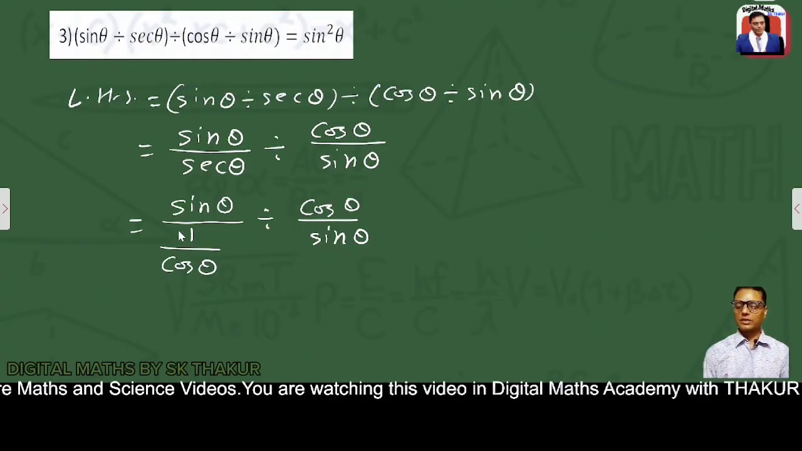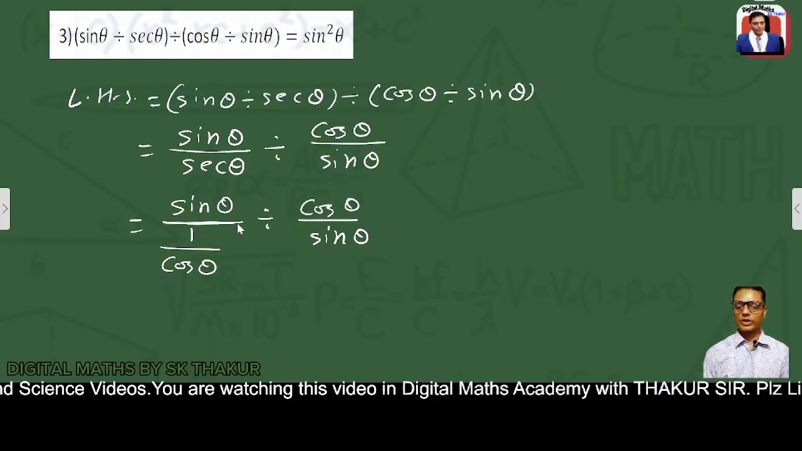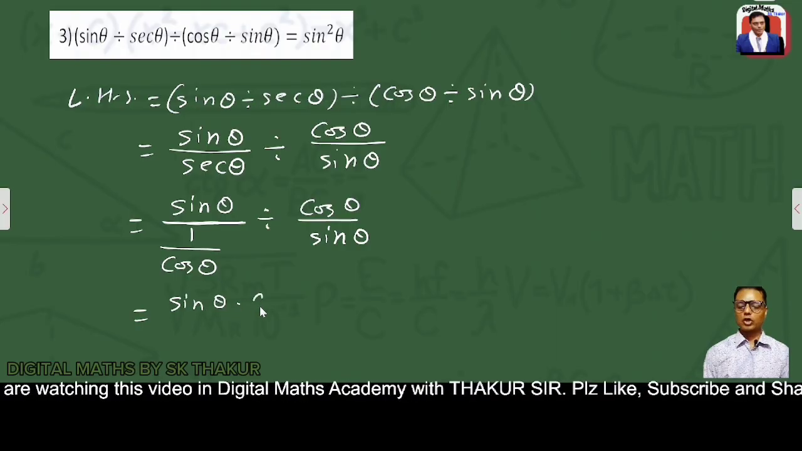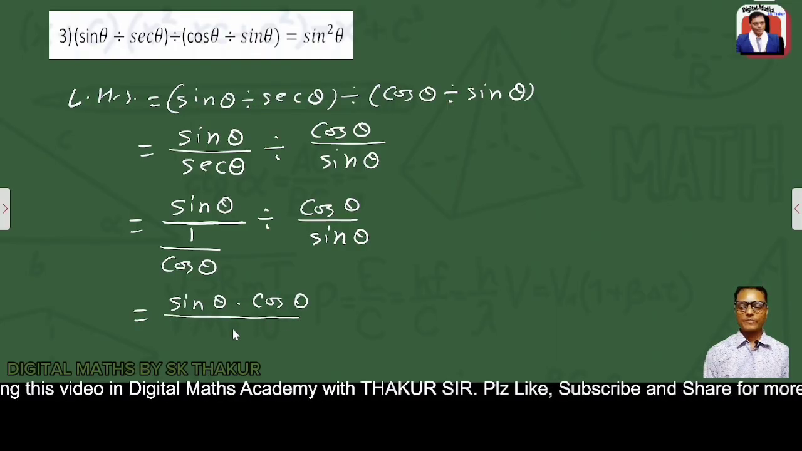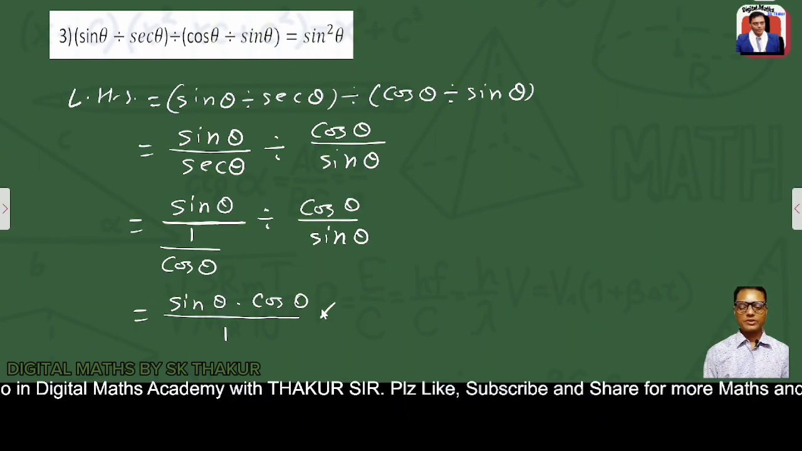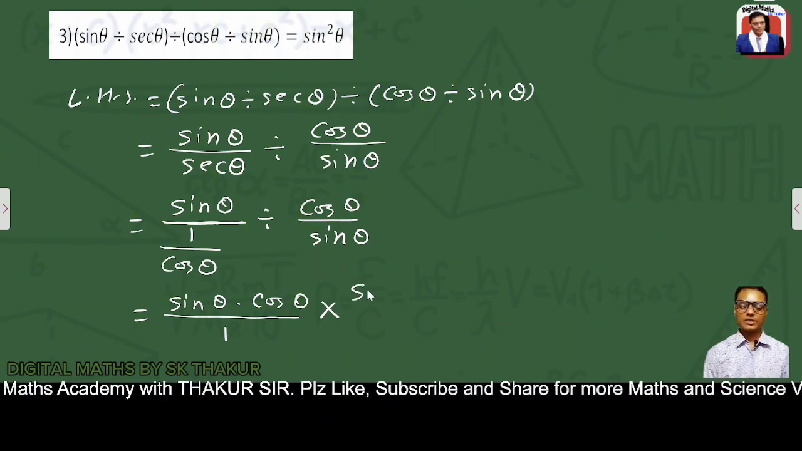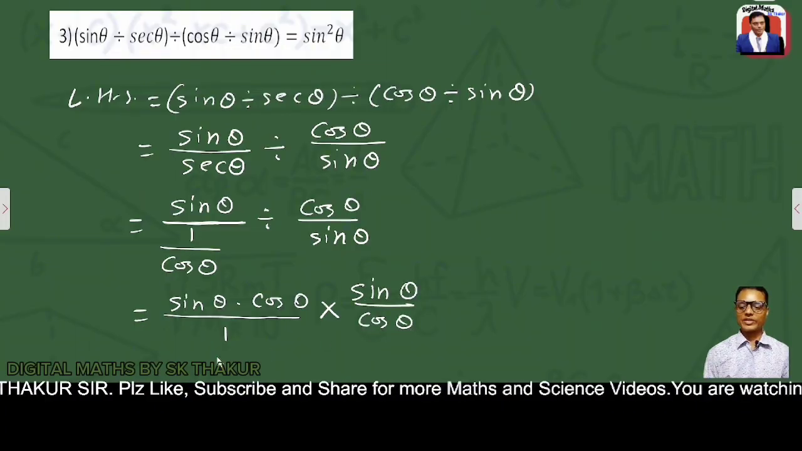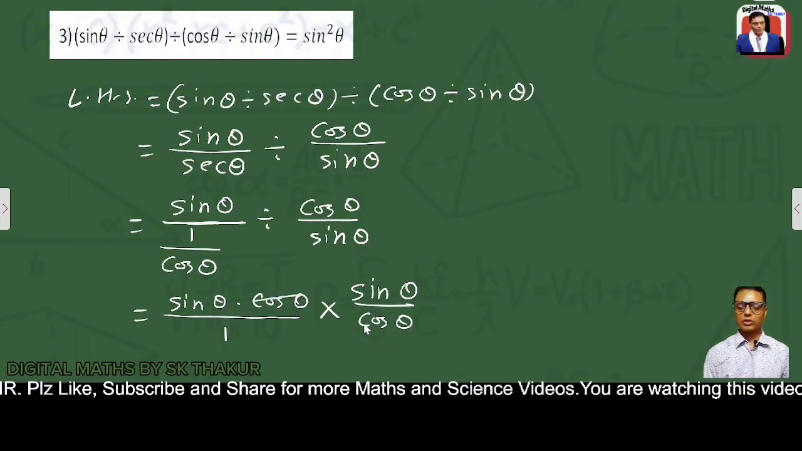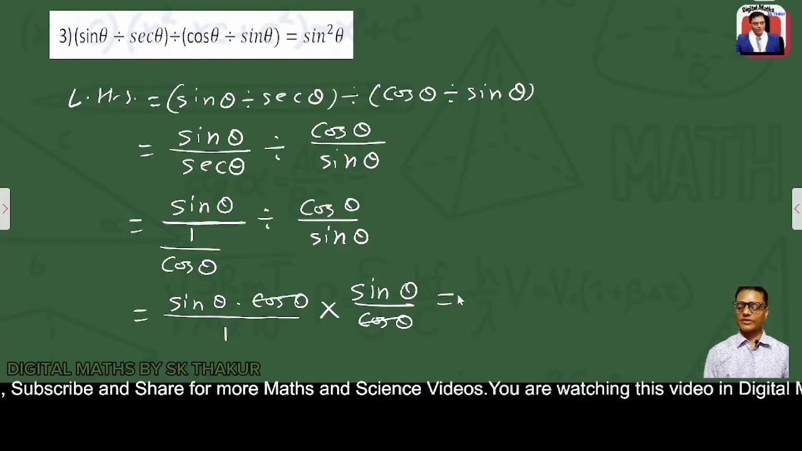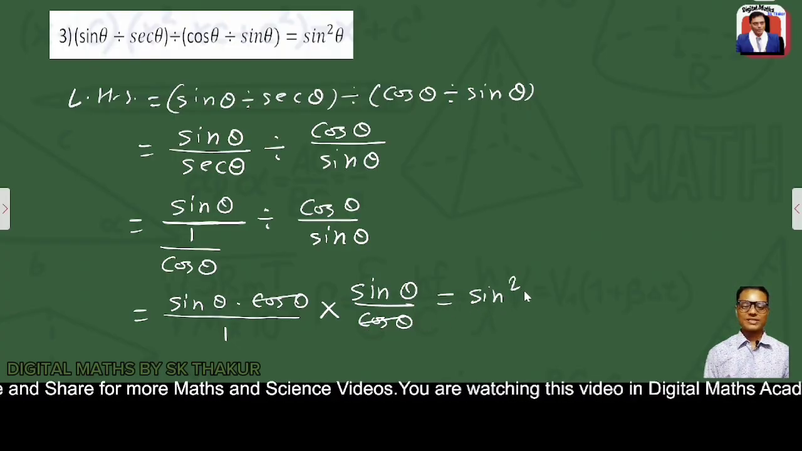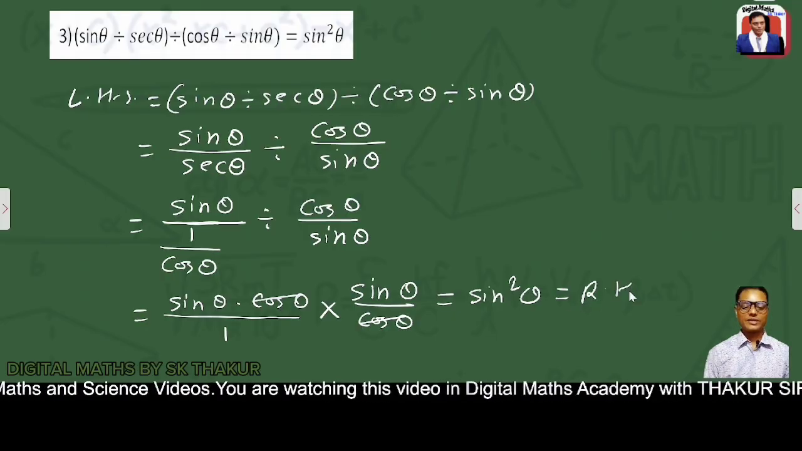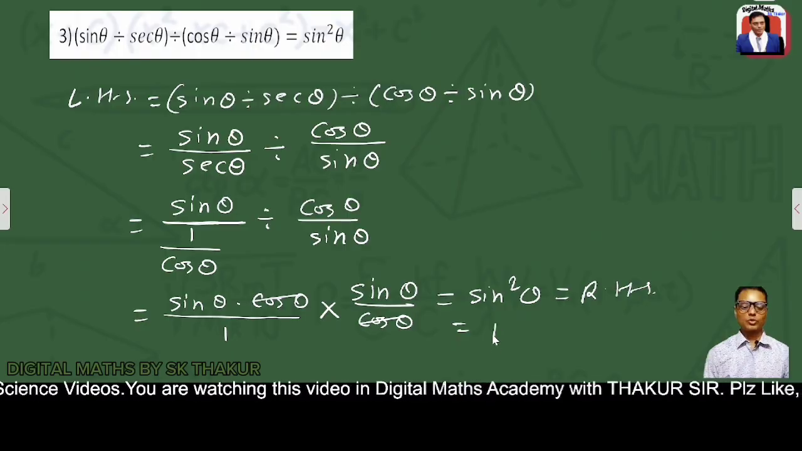After that, here we have the main line. Okay, upper one is the main line, so here it becomes sin theta dot cos theta by 1, and here the division sign changes into multiplication, and due to which we can write sin theta at the numerator and cos theta at the denominator. Now we can cut cos and cos very easily. Then we have here sin theta dot sin theta equals sin square theta, which is our right hand side, so we can write here proved.